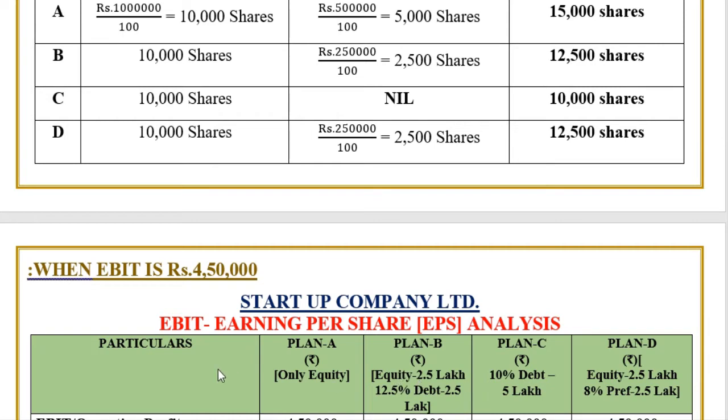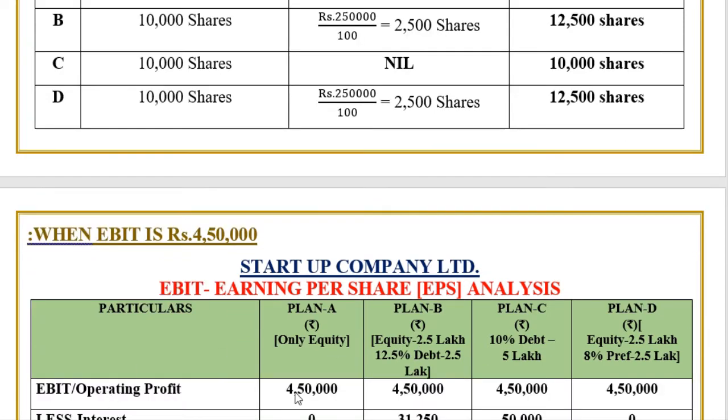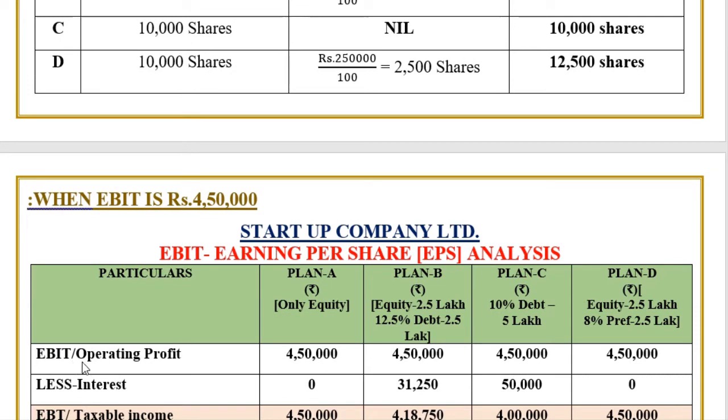For example, let us start with the EBIT part now. The EBIT is 4,50,000, so EBIT 4,50,000 in all plans. Now you have to deduct interest from EBIT. So ಈಗ ಇಂಟ್ರೆಸ್ಟ್ ನಾವು ಯಾರಿಗೆ ಪೇ ಮಾಡ್ತೀರಿ? ಡಿಬೆಂಚರ್ ಹೋಲ್ಡರ್ಸ್ಗೆ. ಯಾವ ಫೈನಾನ್ಷಿಯಲ್ ಪ್ಲಾನ್ ಅಲ್ಲಿ ಡಿಬೆಂಚರ್ಸ್ ಇತ್ತು ಅಲ್ಲಿ ಮಾತ್ರ ಇಂಟ್ರೆಸ್ಟ್ ಪೇ ಮಾಡಬೇಕು. Here we don't have any debentures, therefore zero.